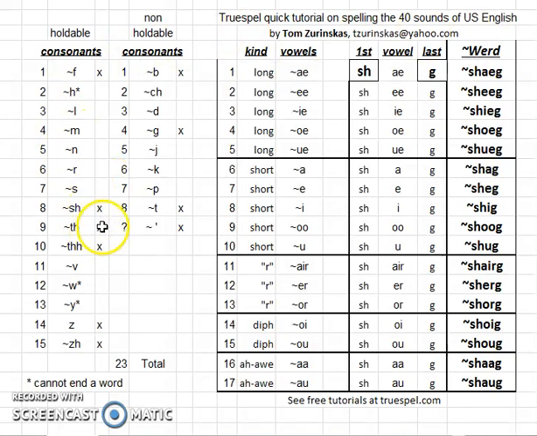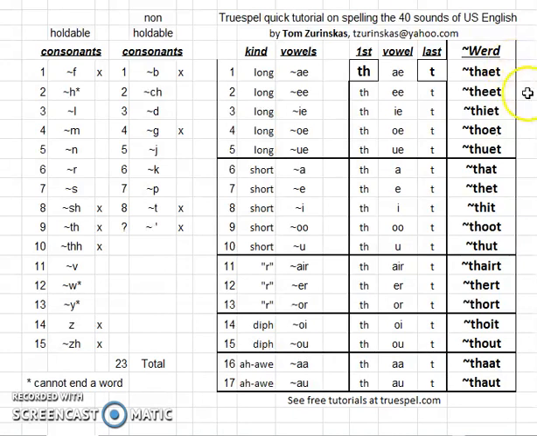Now, there are a couple of sounds to practice. Here are two sounds. This is the voiced th, and this is the unvoiced th. So let's try those sounds out, and try it with a T.